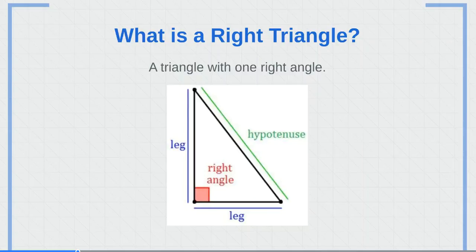There are three sides to a triangle, and in a right triangle, we have a special name for the side opposite the right angle. This is called the hypotenuse. The other two sides are called the legs, and they will have different names depending on which angle we are looking at.